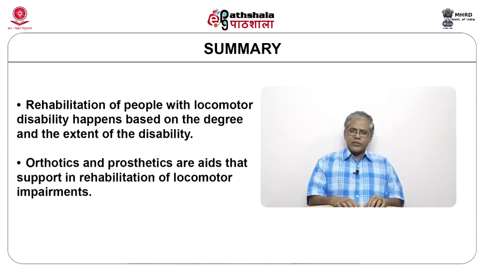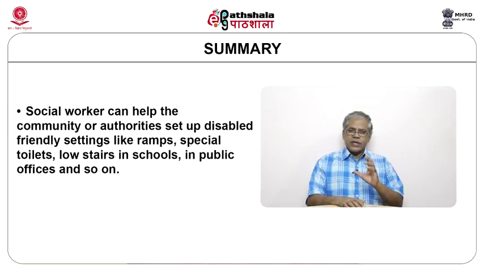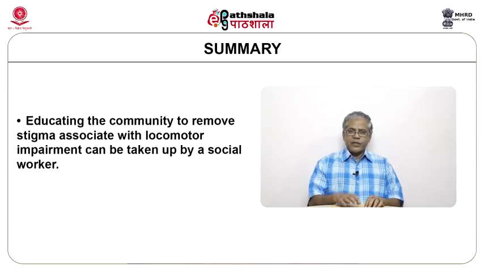Rehabilitation of people with locomotor disability happens based on the degree and the extent of the disability. Orthotics and prosthetics are aids that support in the rehabilitation of locomotor impairments. Social workers can help the community or the authorities set up disabled-friendly settings like ramps, special toilets, low stairs, in schools, in public offices, and so on.